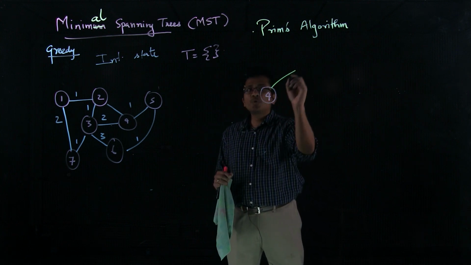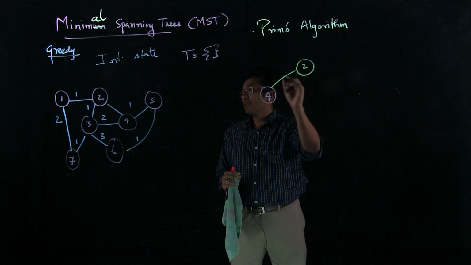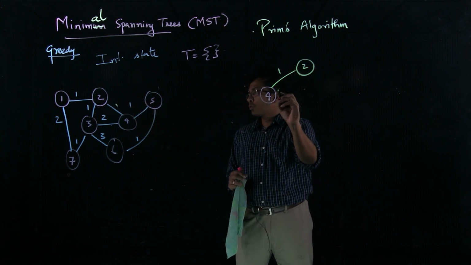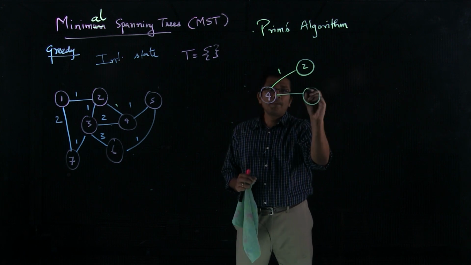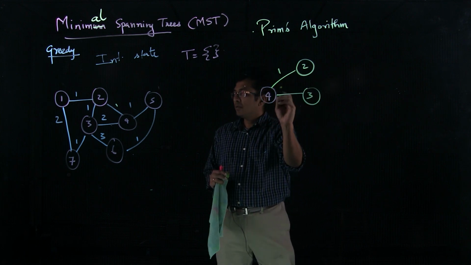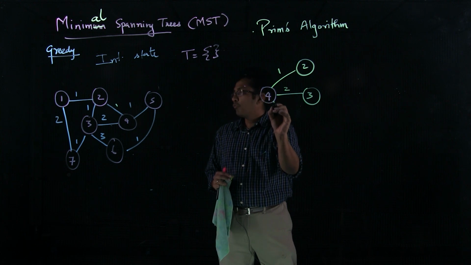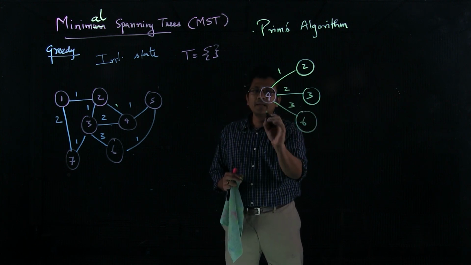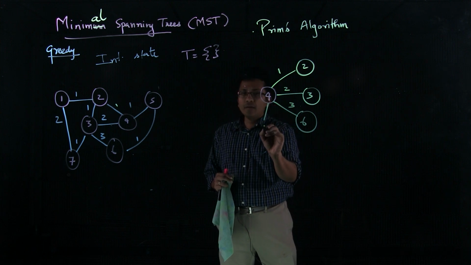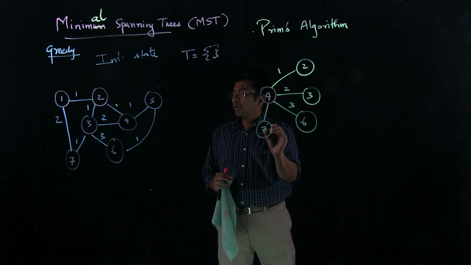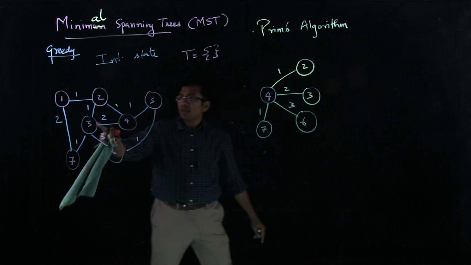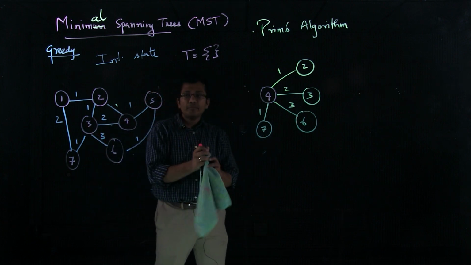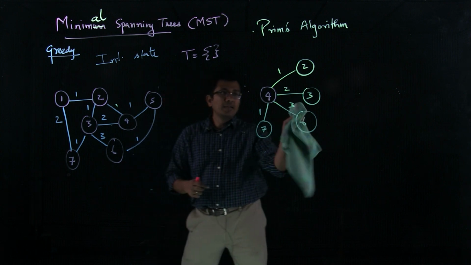4 to 2 is going to be edge weight 1, 4 to 3 is going to be edge weight 2, 4 to 6 is going to be edge weight 3, and 4 to 7 is going to be edge weight 1. Did I miss anything? 4 to 2, 4 to 3, 4 to 5, sorry, I think I confused myself.